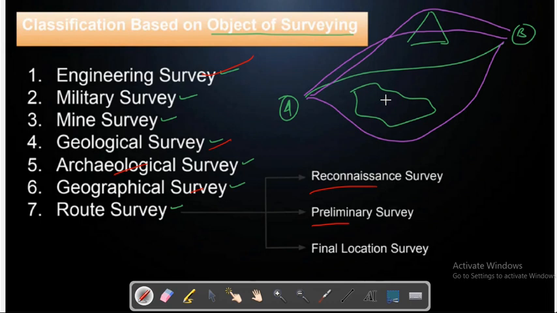So till now we have seen some of the classification and basic fundamental observations of surveying.